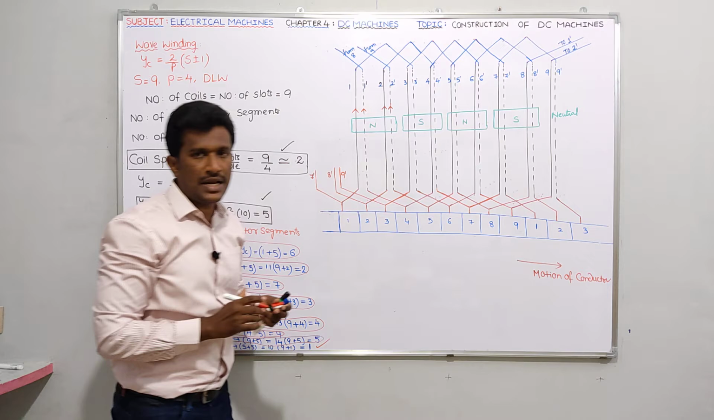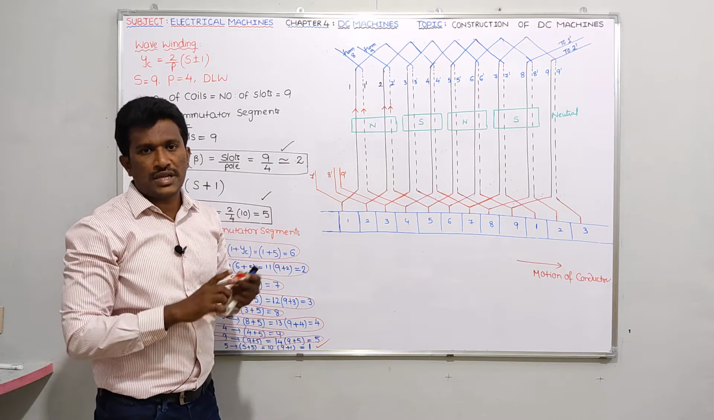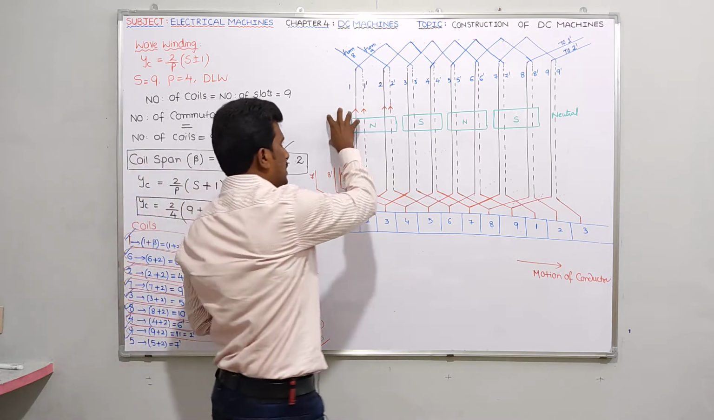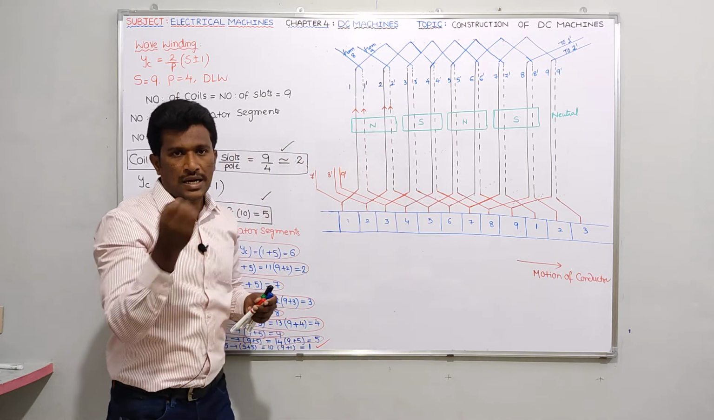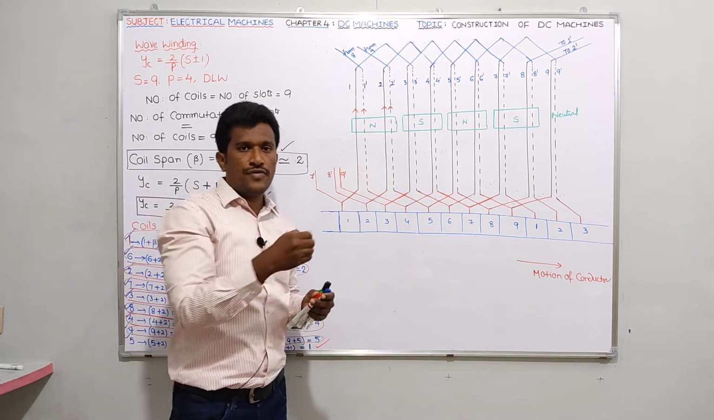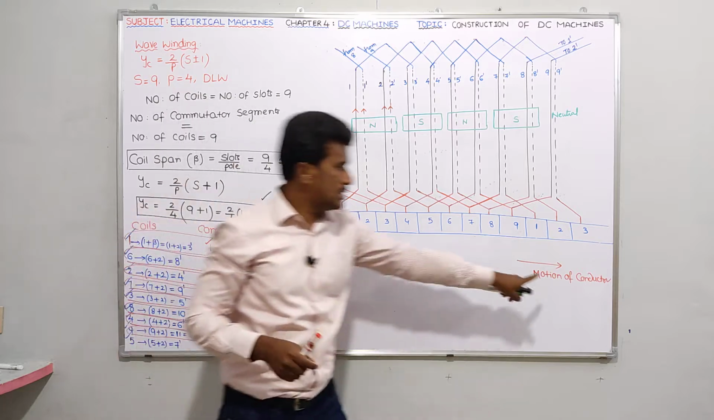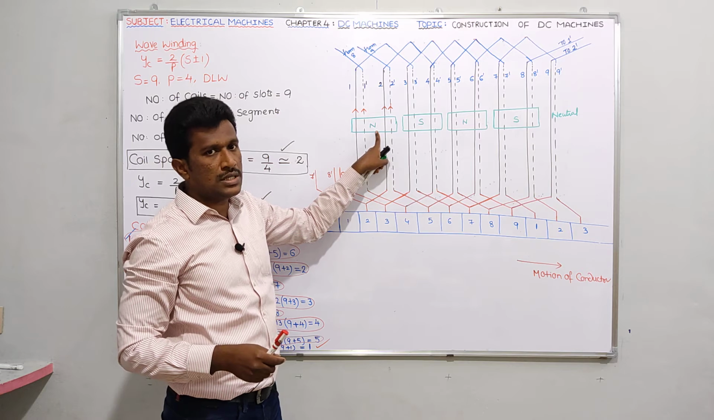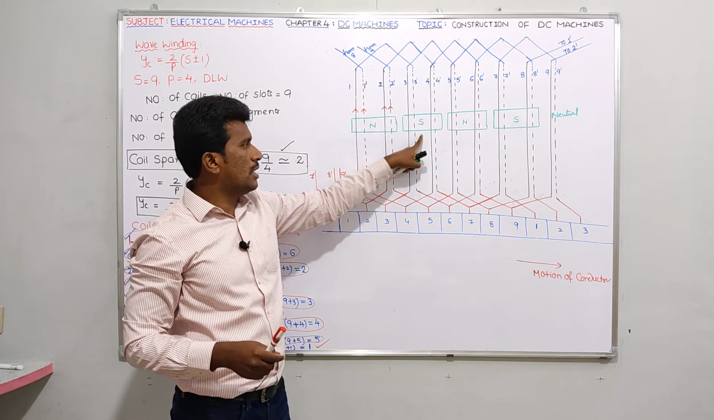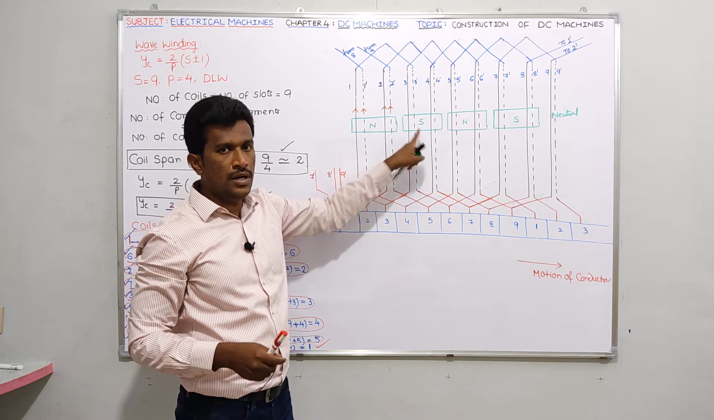If you apply Fleming's right hand rule, conductors which are under the north pole, the direction of current will be upwards. Conductors under the south pole, the direction of current will be downwards. For this motion of conductor direction, under the north pole the direction of current will be upwards, and under the south pole the direction of current will be downwards.